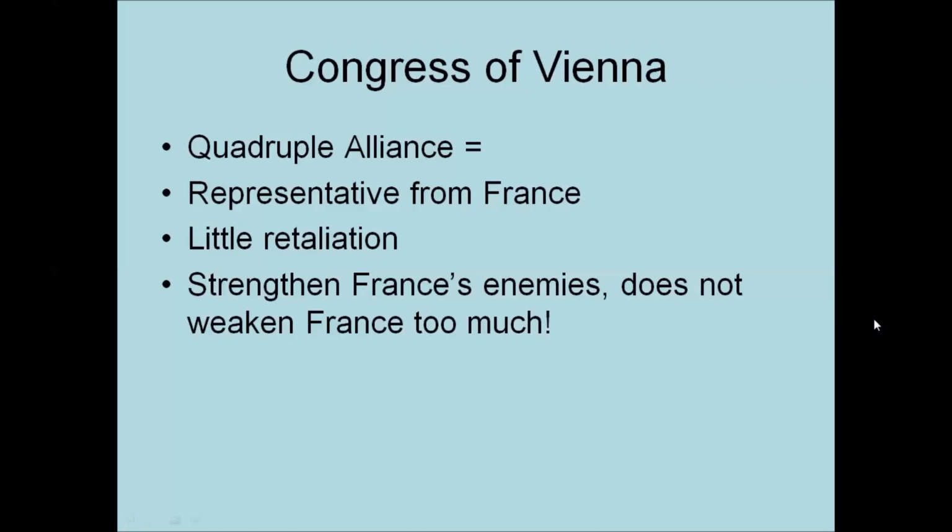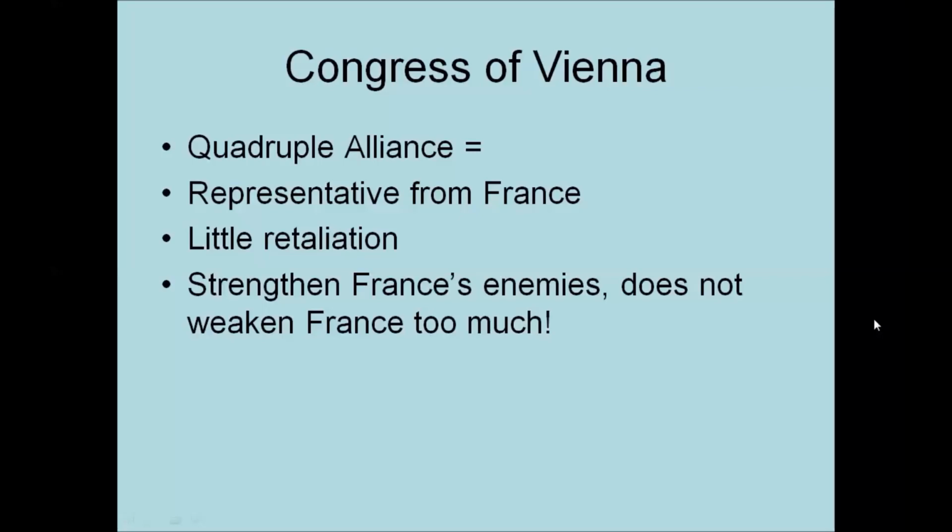You have the Quadruple Alliance that works together: Austria, Prussia, Russia, and Great Britain. There is a representative from France, and the point of the Congress of Vienna is to balance power, to make sure no one country is more powerful than the other. There, France is fined and does get property taken away, but comparatively speaking, the retaliation is not that great. France is pretty much put back to its borders prior to the beginning of the French Revolution, back to 1790. So not too much retaliation in this Congress.